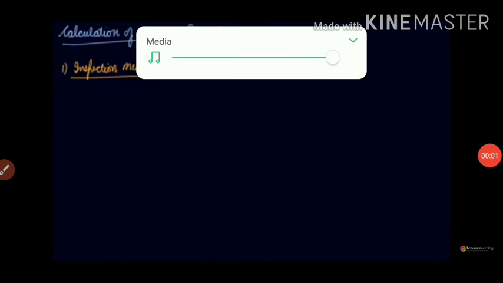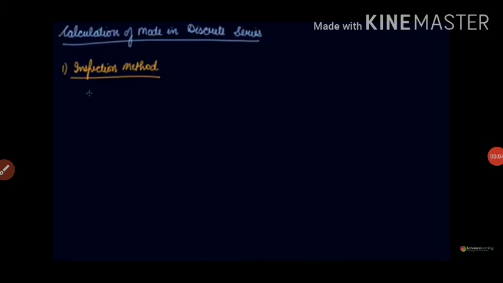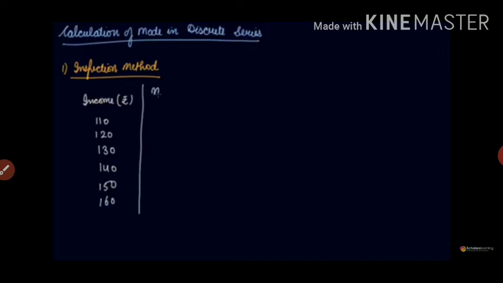Check which frequency is occurring most of the time, and that is the modal value or the mode. Let's say we have the income in rupees: 110, 120, 130, 140, 150, 160. Then we have the number of persons who have this income: 2, 4, 8, 10, 5, 4. You simply see the highest frequency.